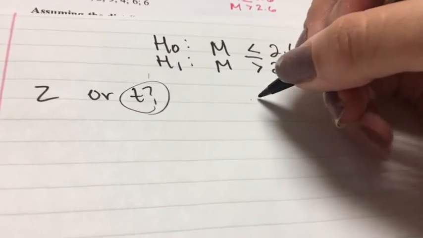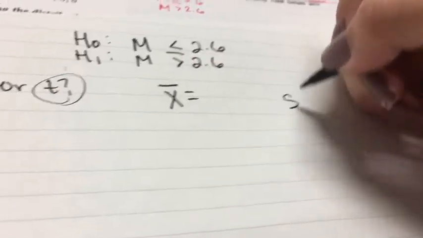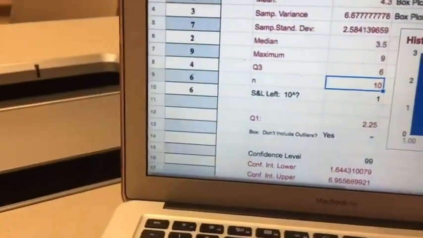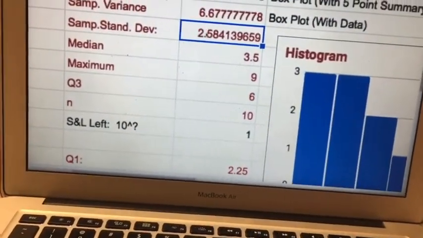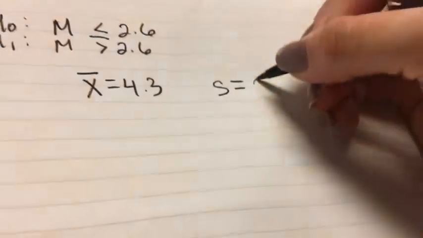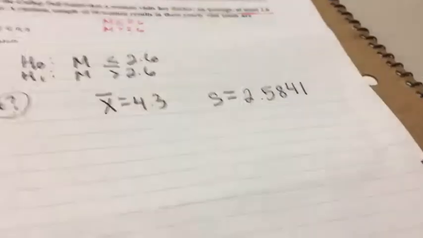And now, with the Google Sheets, I would write down my statistics from my data set. So they're going to ask for your statistics, your sample mean, and your sample standard deviation. And after plugging these into the Google Sheets calculator, I found that my mean is 4.3, and that my sample standard deviation is 2.5841. And now that you have your sample statistics, now you can go on to finding the p-value, and I'm going to find this by using GeoGebra.